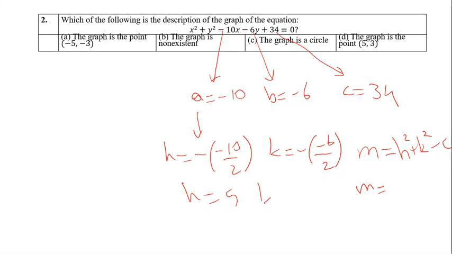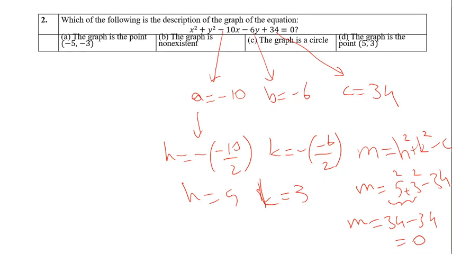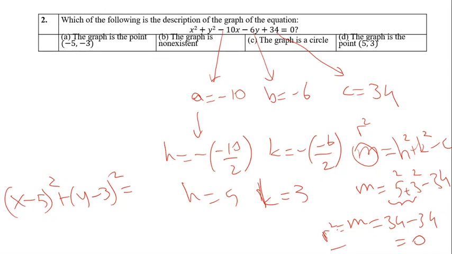H is 5, k is 3. So 5 squared plus 3 squared minus 34. This makes 34 minus 34, which makes 0. So indeed, this m is r squared here. If you want to write it in standard form, you will get x minus 5 squared plus y minus 3 squared is equal to r squared, which is equal to 0.